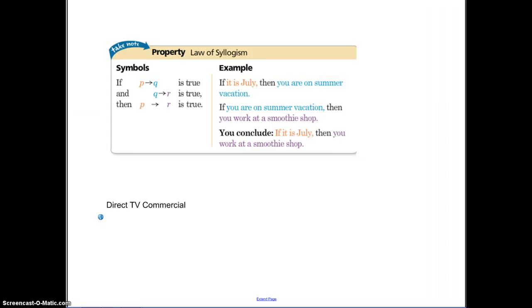Our second law is called the law of syllogism. And the law of syllogism says if we have if P then Q is true, and then if Q then R is true, we can conclude that if P then R is true.